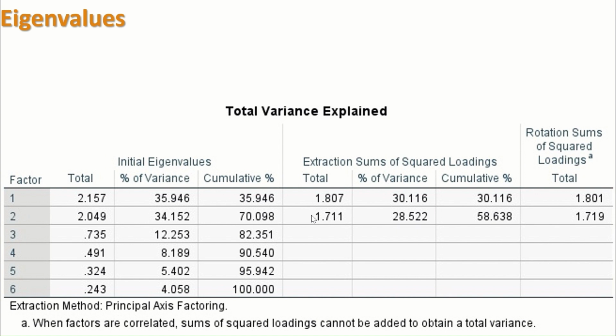So the EFA managed to extract 2 factors out of these 6 items, or sort out these 6 questions or 6 items or 6 variables into 2 major factors, factor number 1 and factor number 2. Both of them can explain 70% of the variances.